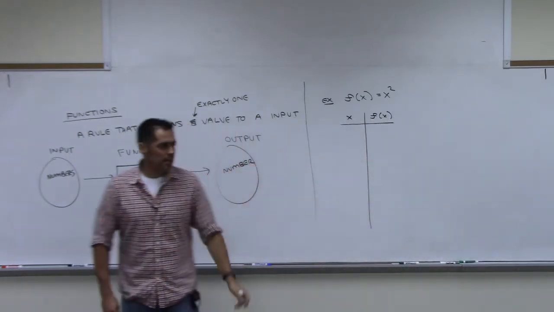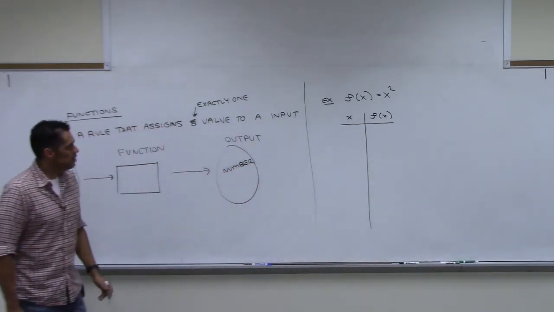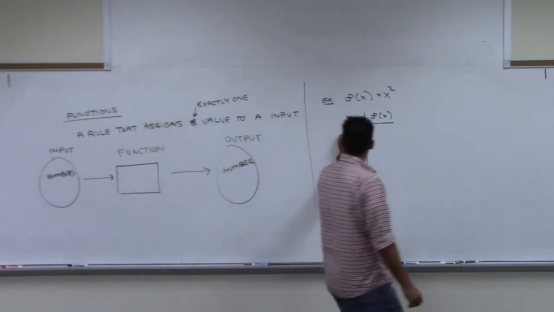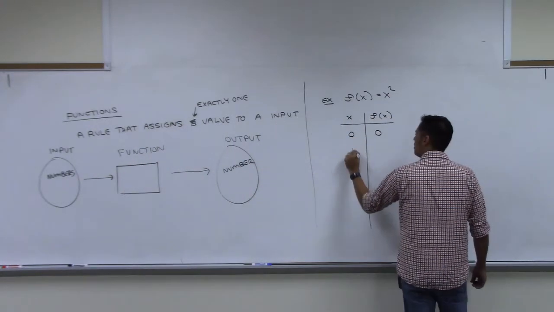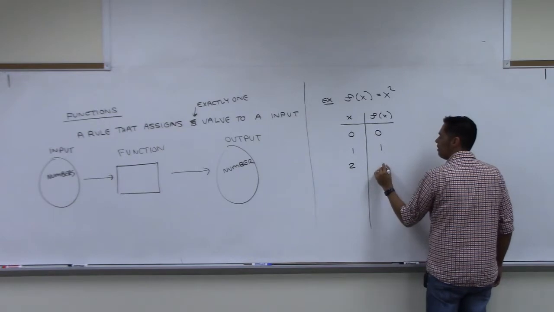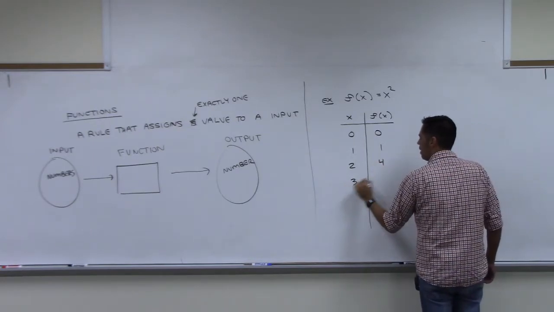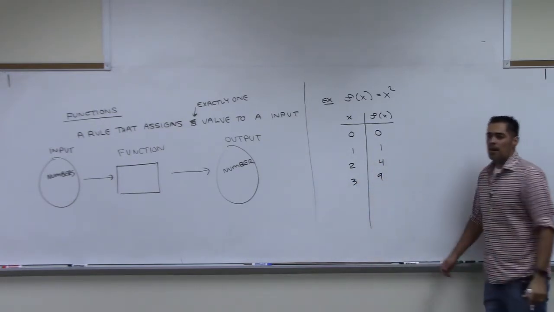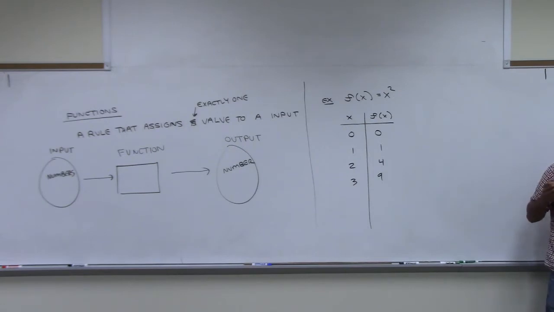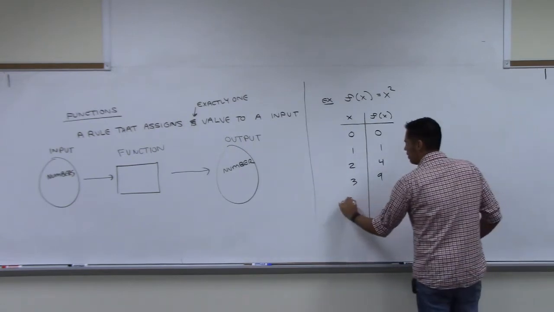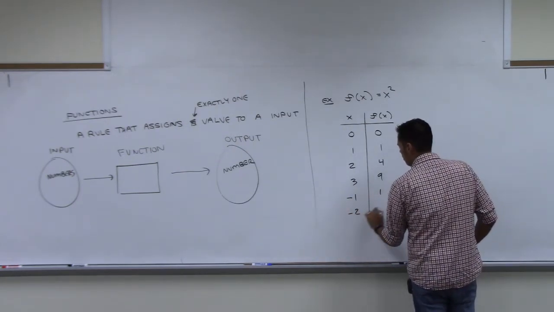So let's throw a couple of inputs into that function. 0. Okay, we can plug in 0, it's going to spit out 0. We plug in 1, it spits out 1. We plug in 2, it spits out 4. 3, 9, and so on and so forth. Now, can you plug negative numbers into this function? Yes. Negative 1 goes in, you get 1. You plug in negative 2, you get 4, right?